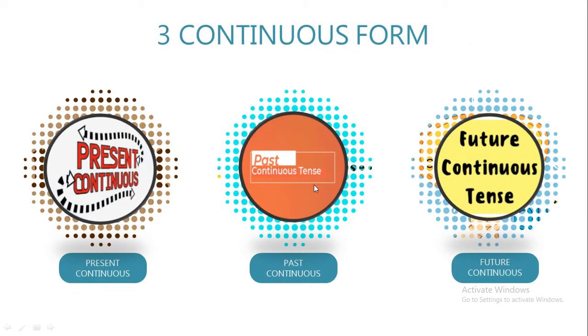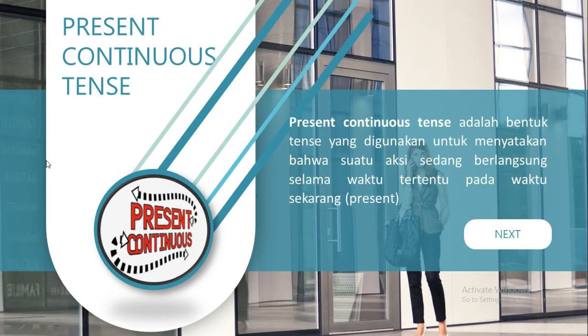If we discuss continuous, we have three forms of continuous. The first one is present continuous tense, the second is past continuous tense, and the last is future continuous tense. I think we cannot discuss all three forms, but today we're going to discuss only present continuous tense.